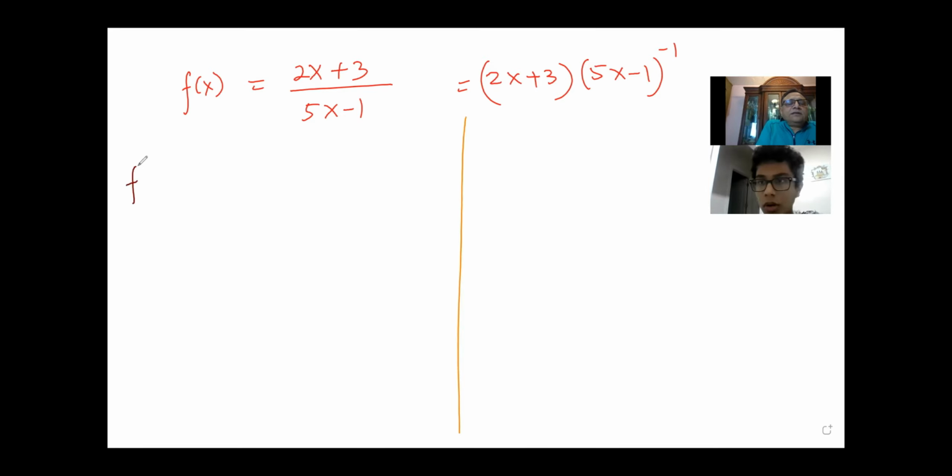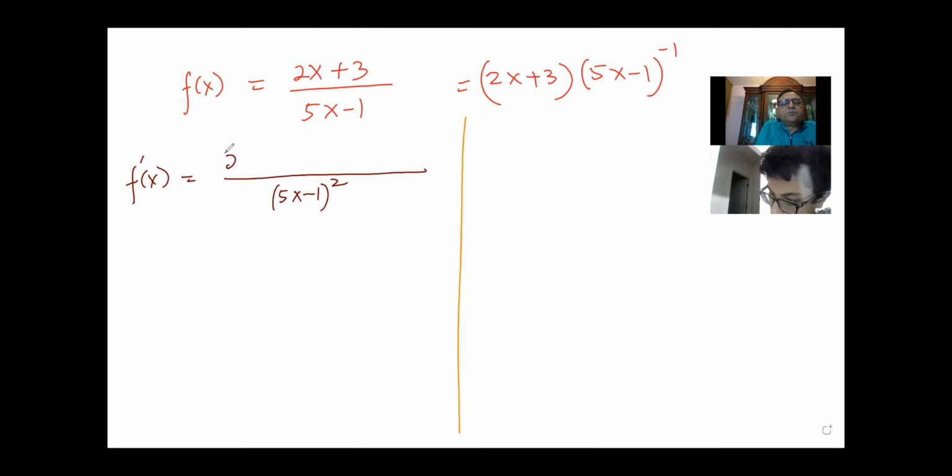If I find the derivative of this function using the quotient rule, it will be over the square of 5x minus 1. The numerator is the derivative of 2x plus 3, which is 2, times 5x minus 1, minus 2x plus 3 times the derivative of the denominator, which is 5. Is that clear to you?